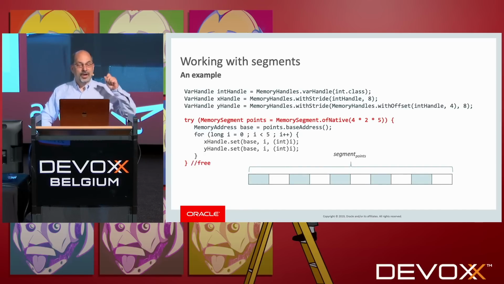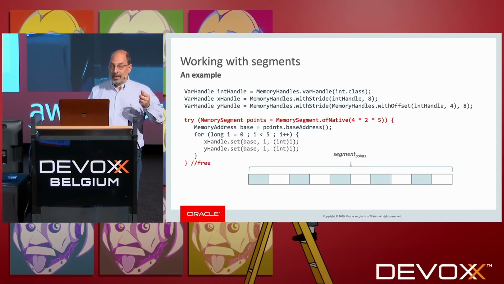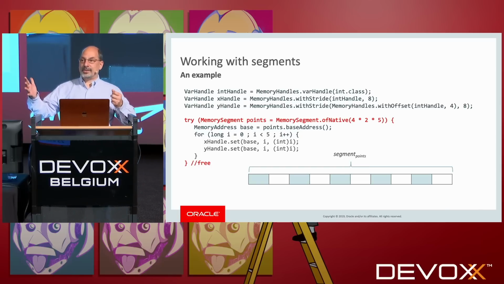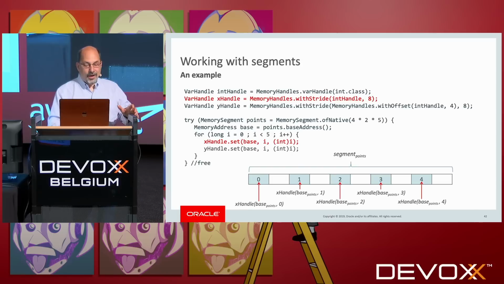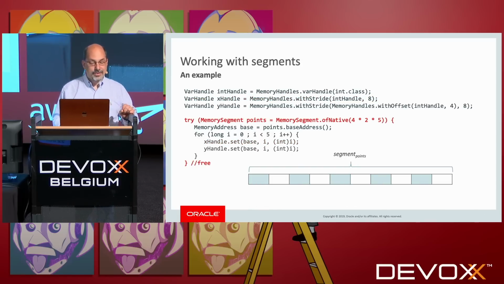We say, okay, we're going to allocate a memory segment called points, and we're going to say, give me a native segment, and how big is it? Well, it has to hold space for 5 points. A point is 2 ints, an int is 4 bytes, so we do some explicit multiplication and say, give us a segment that's 40 bytes wide. And so it allocates a segment for us, and that's great. And then we say, okay, give us the base address, which is going to point at that first point.